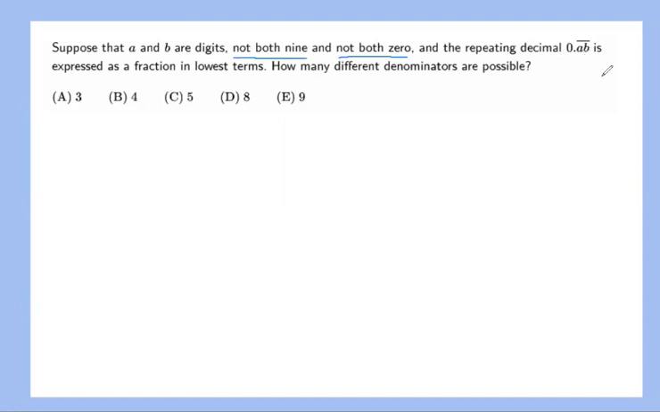And the repeating decimal 0.AB is expressed as a fraction in lowest terms. How many different denominators are possible? Okay, so we want to find the number of ways that we are going to get different denominators, right? When you write this in fraction form.